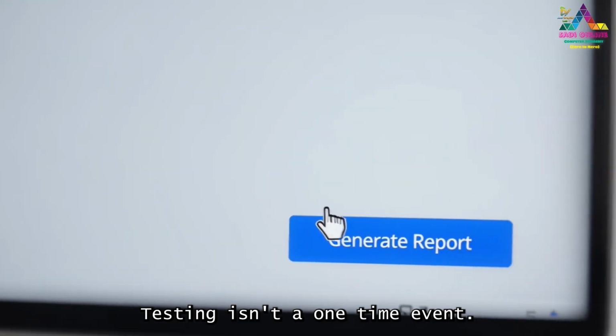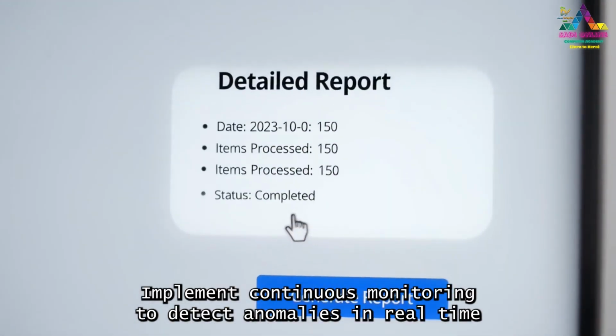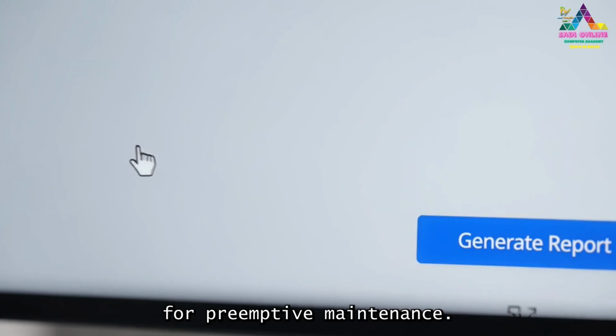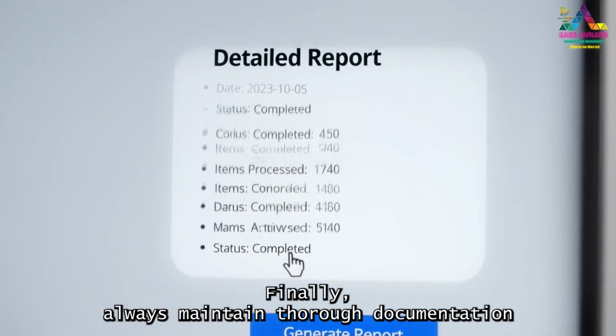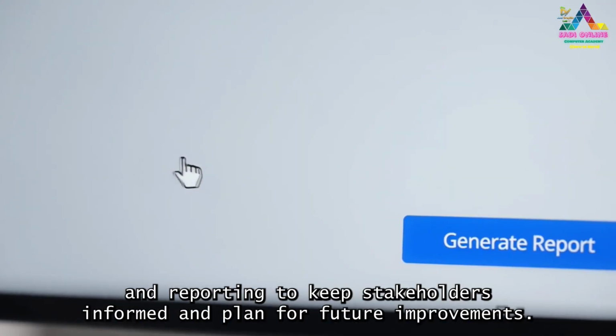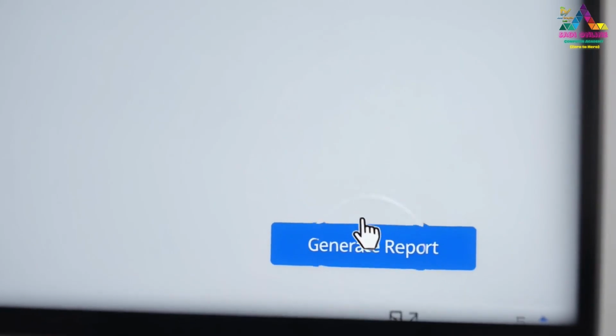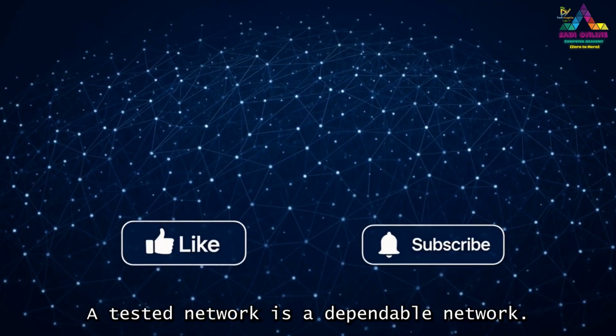Testing isn't a one-time event. Implement continuous monitoring to detect anomalies in real time for preemptive maintenance. Finally, always maintain thorough documentation and reporting to keep stakeholders informed and plan for future improvements. A tested network is a dependable network.